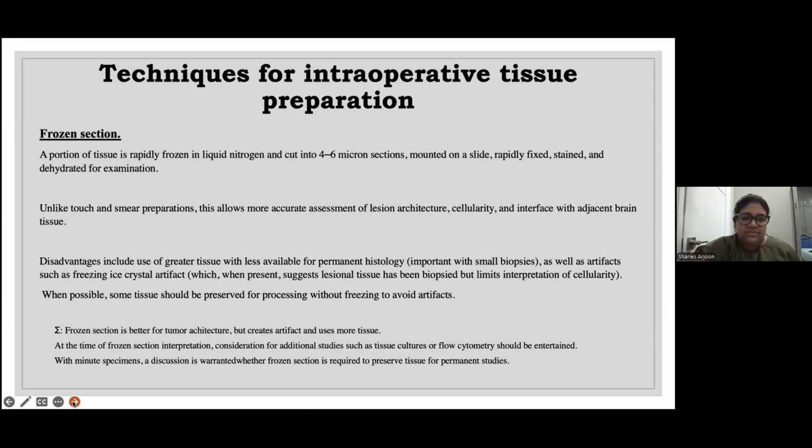The benefit of frozen section is that it is better for tumor architecture, but it creates artifacts and uses more tissue. So at the time of frozen section interpretation, consideration for additional studies such as tissue cultures or flow cytometry should be entertained, and with minute specimen, a discussion is warranted whether frozen section is required to preserve tissue for permanent studies.